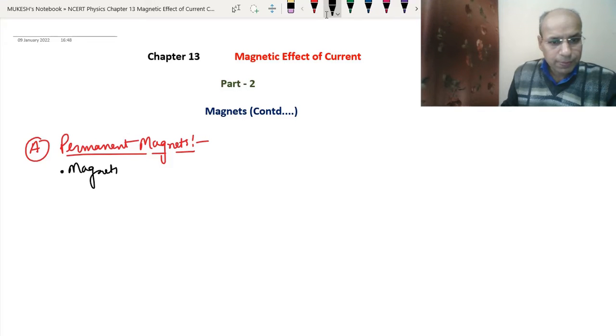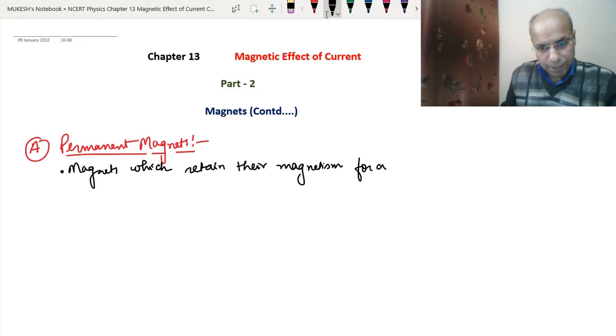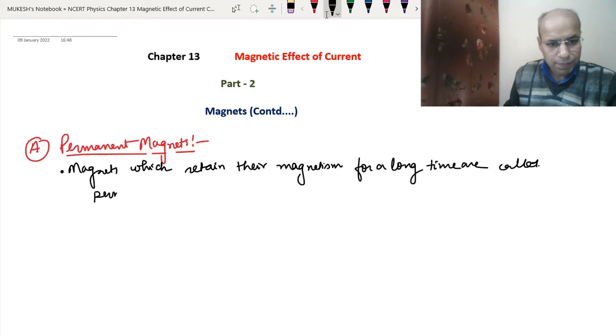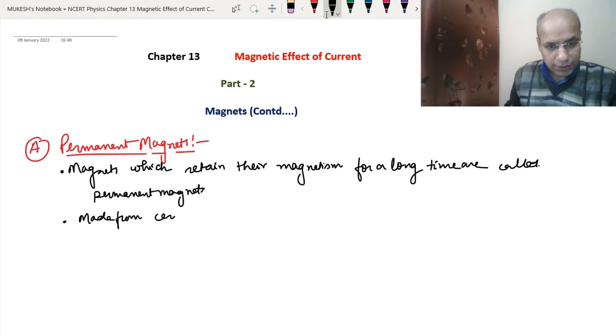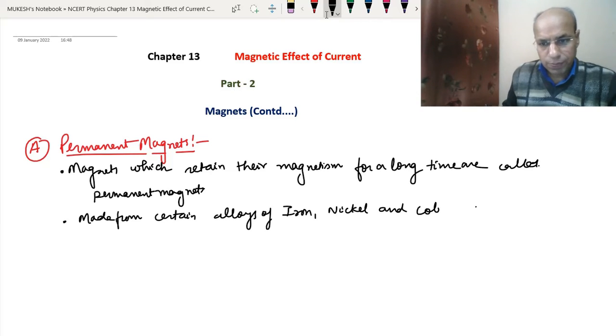Magnets which retain their magnetism for a long time are called permanent magnets. They are made from certain alloys of iron, nickel and cobalt. So these three things are the magnetic materials.